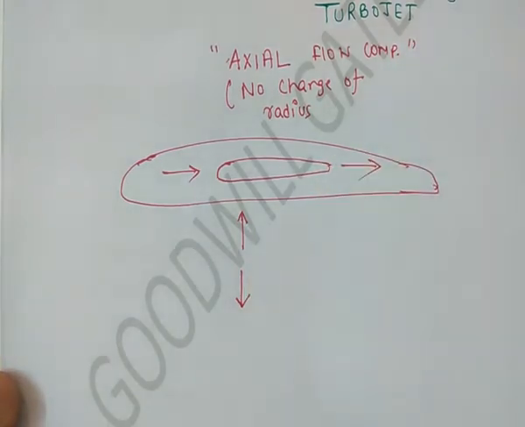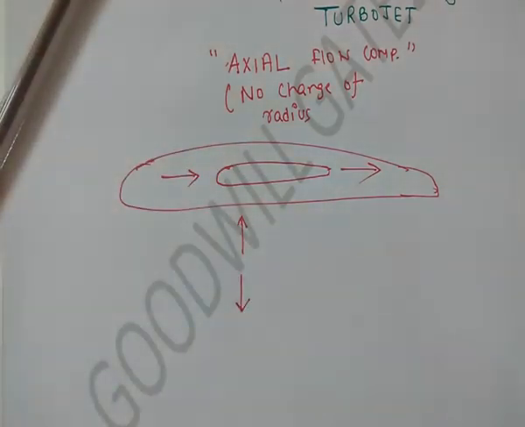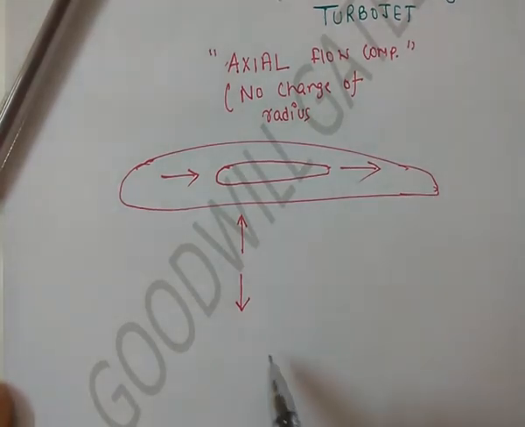Then you are saying axial flow, and in the end you are saying compressor. So what is the function of a compressor now? The function of a compressor is to increase the pressure. Alright, so axial flow compressor, the main motive is to increase pressure. The function of any compressor, whether it is an axial flow compressor or a centrifugal flow compressor, is to increase pressure.